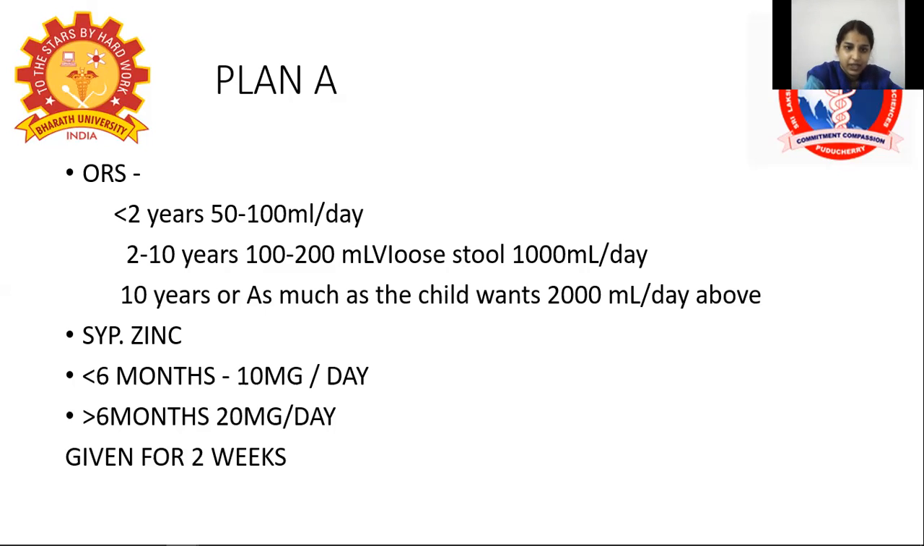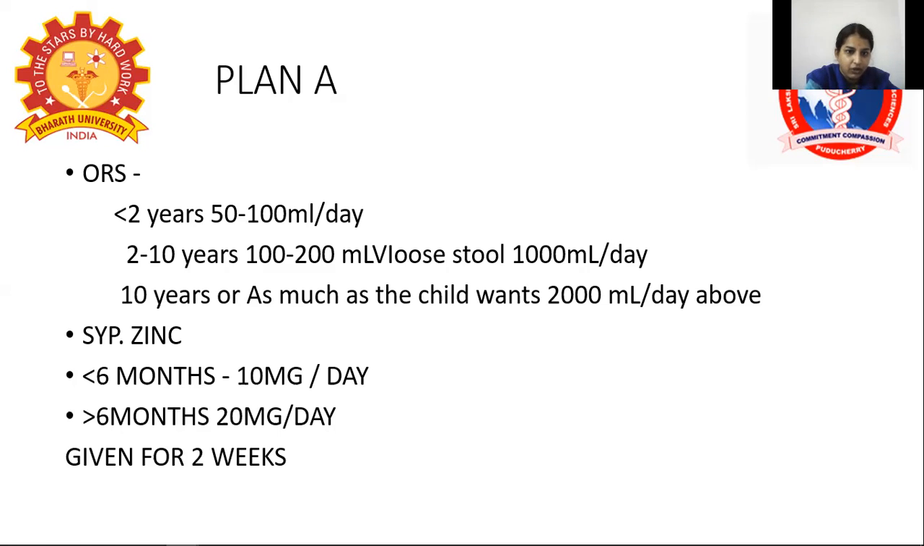If the child is less than 2 years, 50 to 100 ml has to be given per loose stool. And if the child is 2 to 10 years, 100 to 200 ml per loose stool, usually 1 liter per day is the maximum. And at 10 years or above, the child can drink as much as they want, at least up to 2 liters.